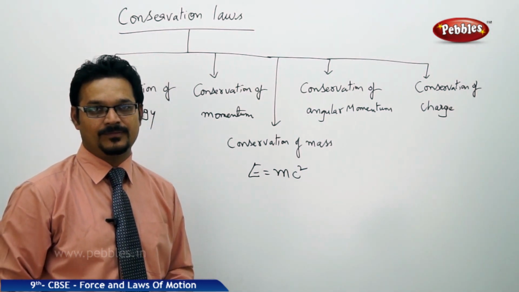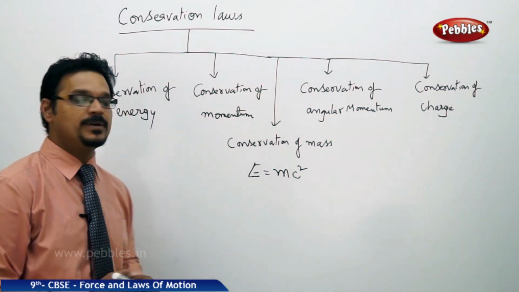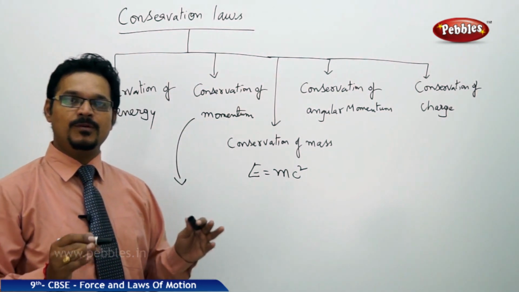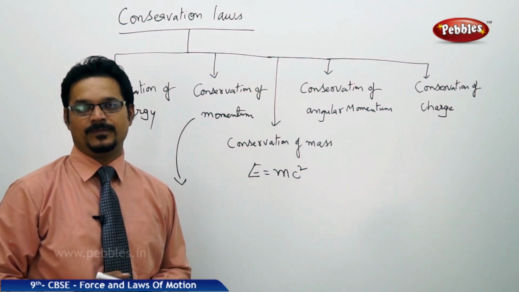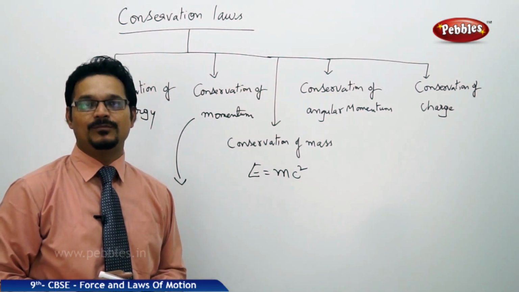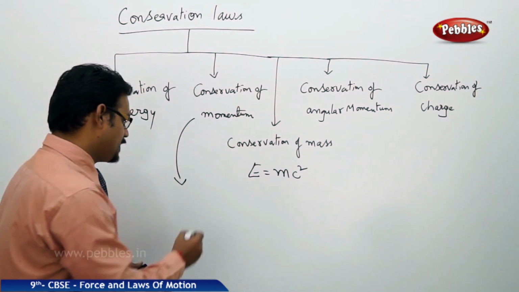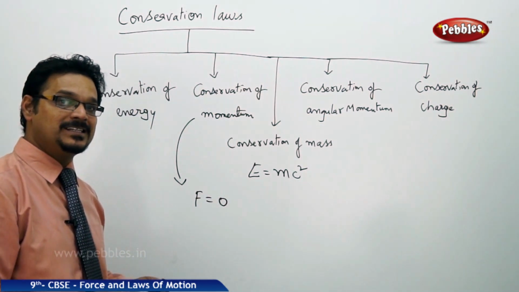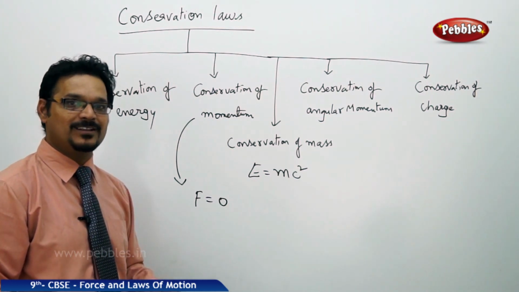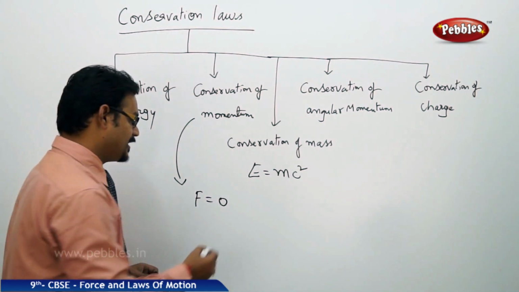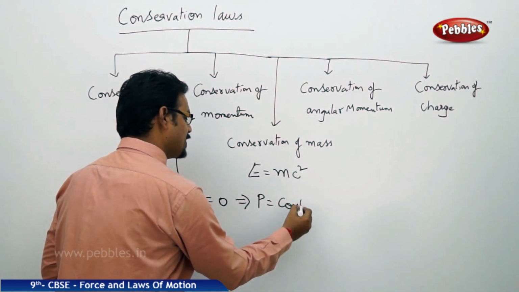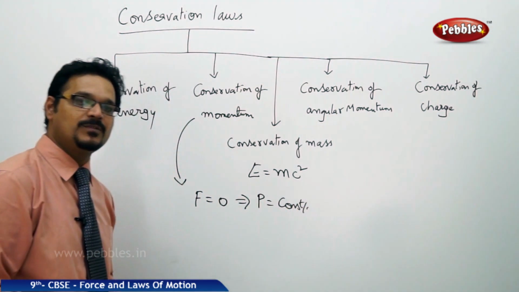So as I told you, we are coming back to conservation of momentum. Conservation of momentum says total momentum remains constant unless an external force acts on the body. That means when F equals 0, when an external force does not act on the body, it implies momentum p equals constant. This is what conservation of momentum is.